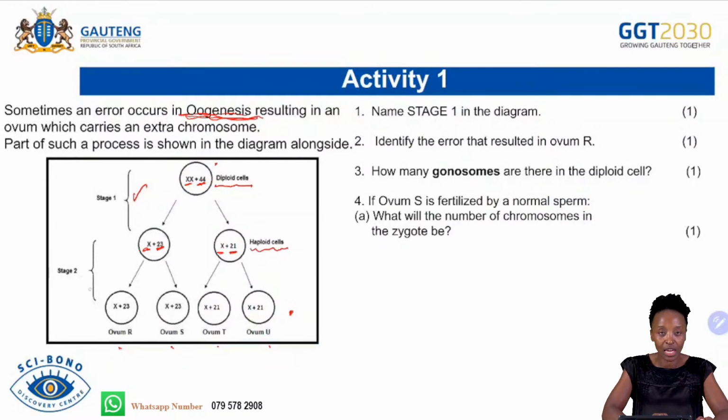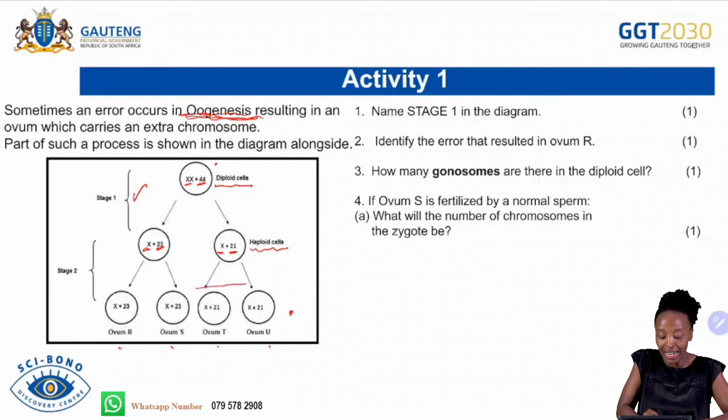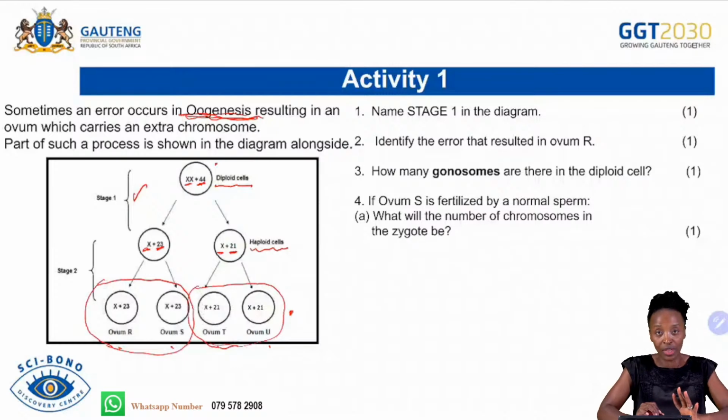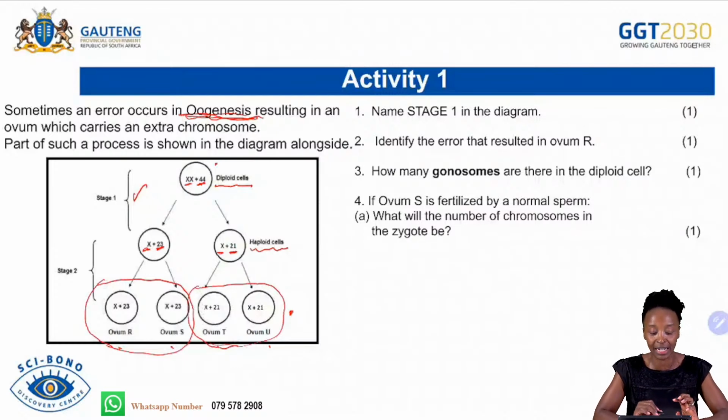And then at the end of stage 2, we have 4 cells, of which 2 have 23 plus 1, and 2 have 21 plus 1. So just like Agnes indicated earlier, if a non-disjunction takes place in anaphase 1, all 4 of them at the end will be abnormal cells, because 2 are going to have 1 less chromosome and 2 are going to have 1 extra. So we know that this took place in anaphase 1.